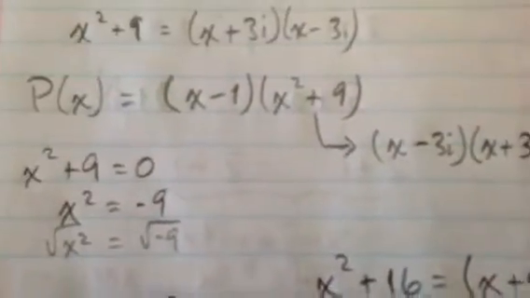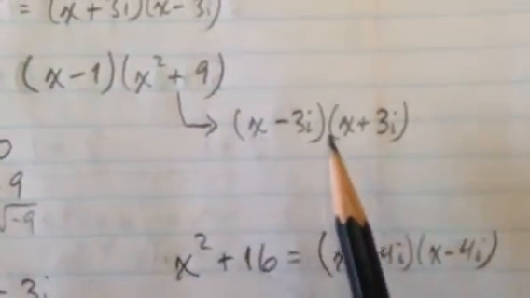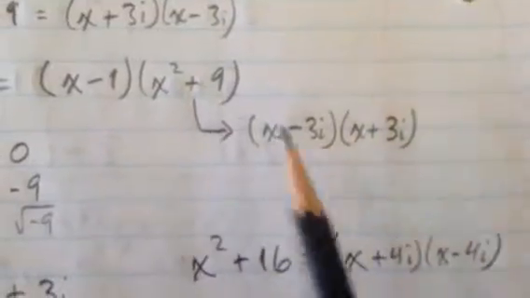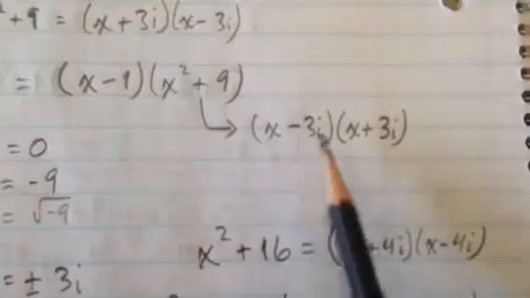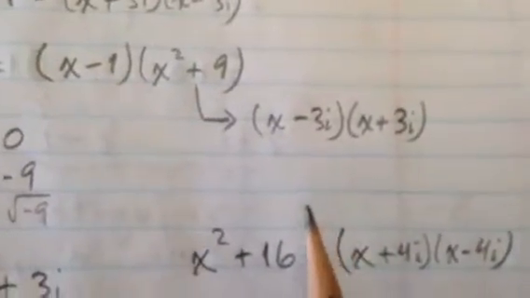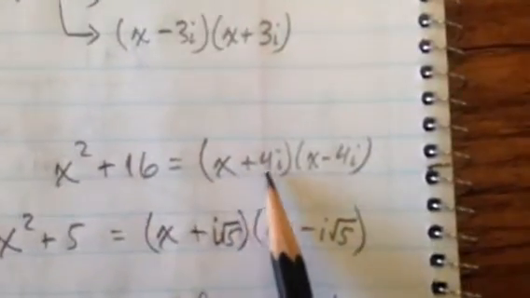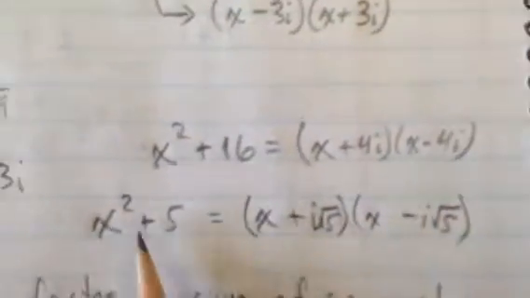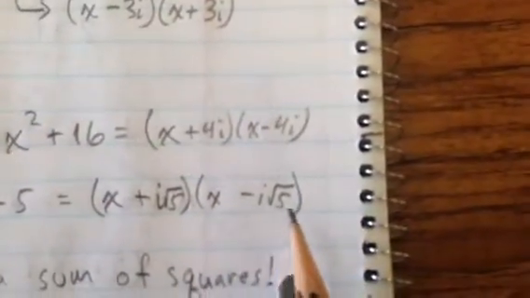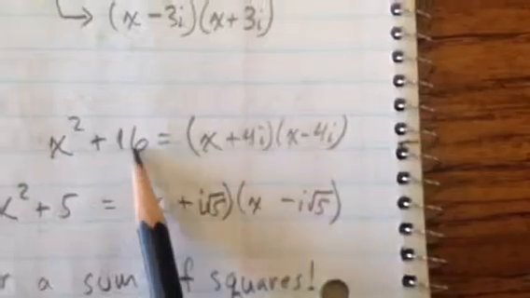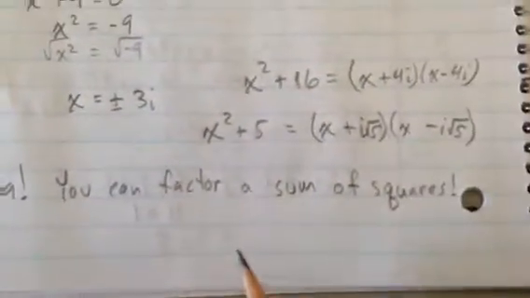Okay? And so this polynomial could be factored so that it's (x minus 1)(x minus 3i)(x plus 3i). There's all three of your factors. Third degree, 3 factors, 3 zeros. 2 of them are complex. Let's look at factoring a sum of squares in general. x squared plus 16 would be (x plus 4i)(x minus 4i). x squared plus 5 is (x plus i root 5)(x minus i root 5). We're taking the square root there, right? So that's all it is. We're doing the same thing. And you can, in fact, factor a sum of squares.